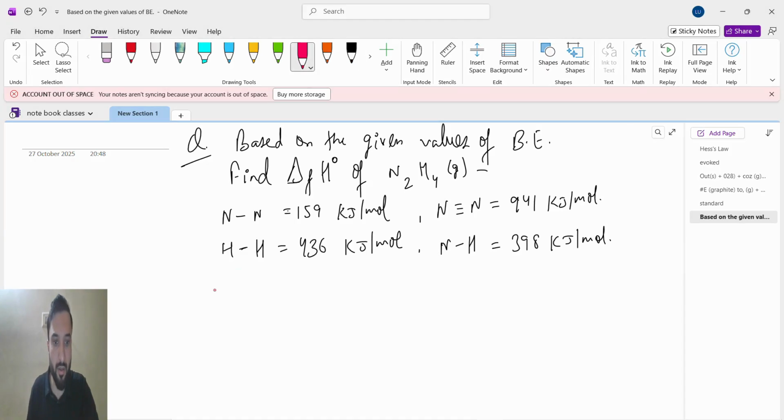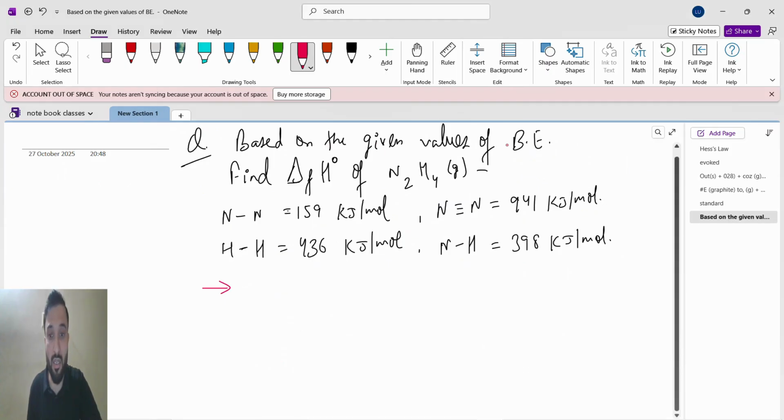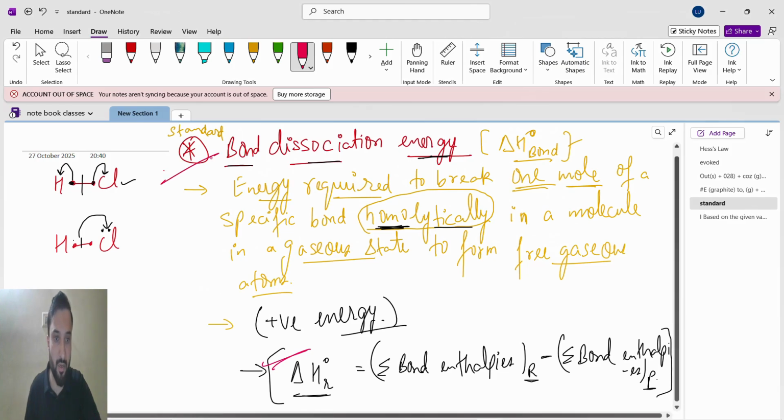Okay, the very important thing is, guys, how we will get to know we have to use this formula, because in the question itself they said based on the given values of bond dissociation energy. Bond dissociation energy means we will get to know we have to use the formula of bond dissociation energy. Except for bond dissociation energy we will take product minus reactant. But in bond dissociation energy we will take reactant minus product.